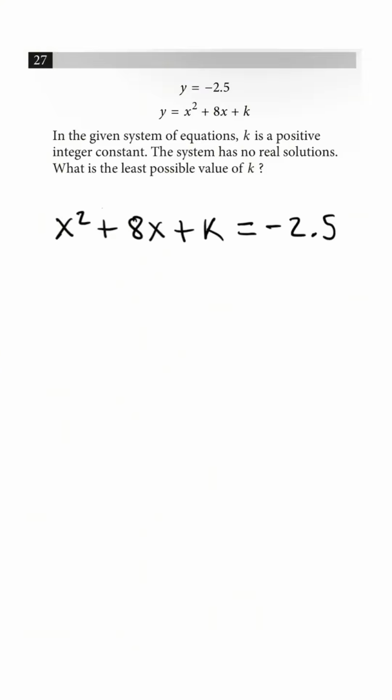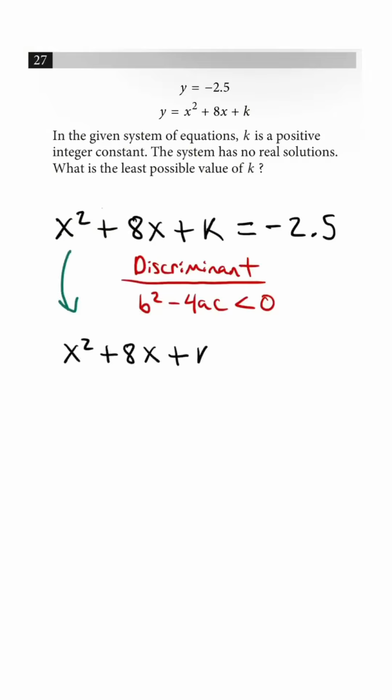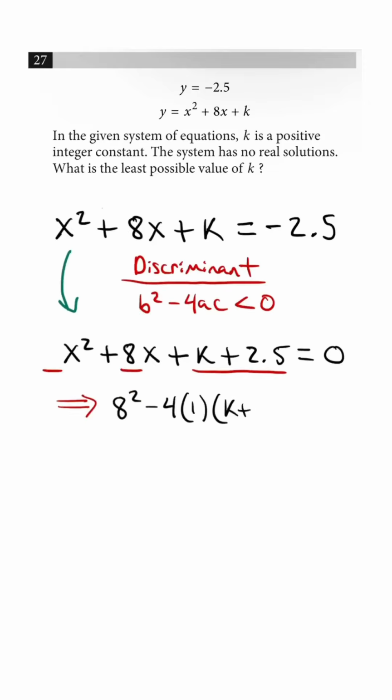Then we can notice that since this is a quadratic equation with no real solutions, it must have a negative discriminant, which is the expression under the radical in the quadratic formula, b squared minus 4ac. So if we write this equation in standard form, we can recognize that a is 1, b is 8, and c is k plus 2.5, and therefore the discriminant is 8 squared minus 4 times 1 times k plus 2.5, which has to be less than 0 since the equation has no real solutions.